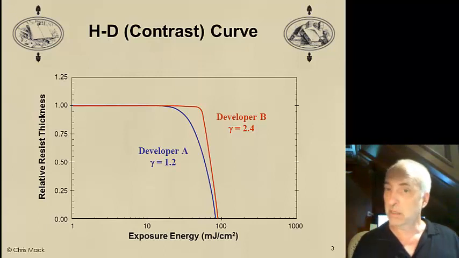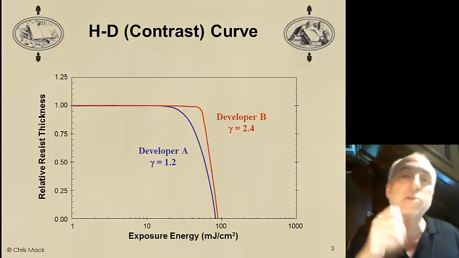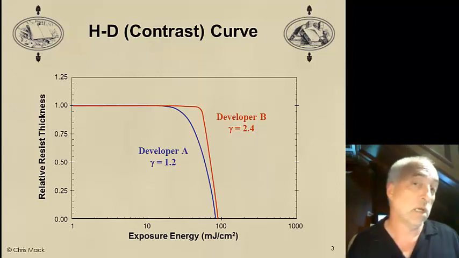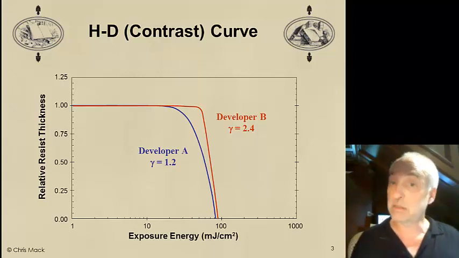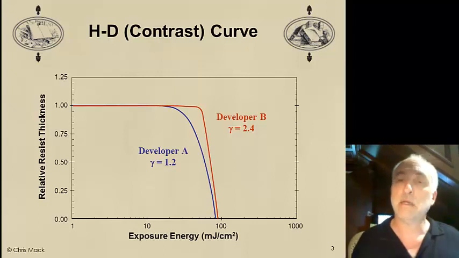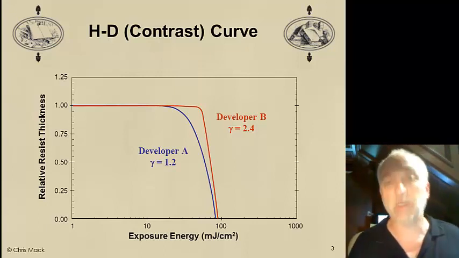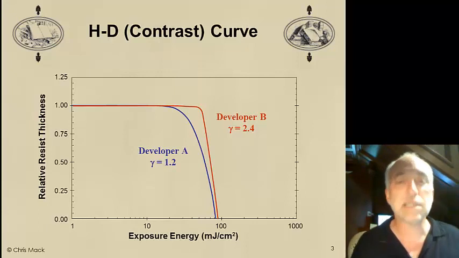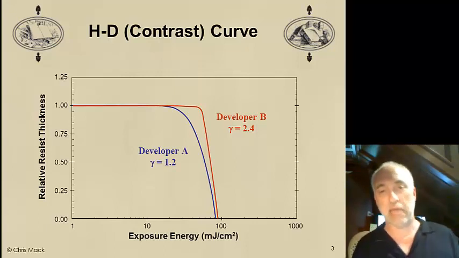In fact, this inspired people to add more surfactant to the photoresist. The result was the contrast doubled again. In fact, the more surfactant you add, the more gamma improves until you get essentially a step function behavior.